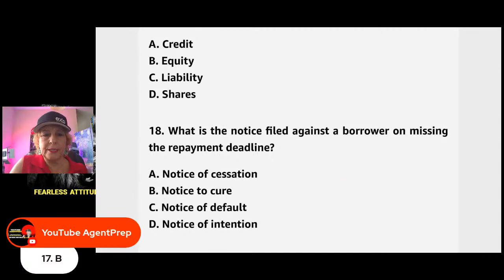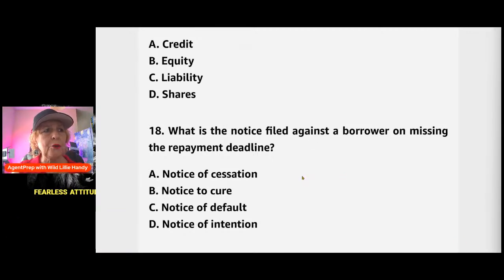All right, number 18. What is the notice filed against a borrower on missing the repayment deadline? Good morning, Cindy. A, notice of cessation, B, notice to cure, C, notice of default, or D, notice of intention? What's that called when a borrower misses their deadline? They're in default.